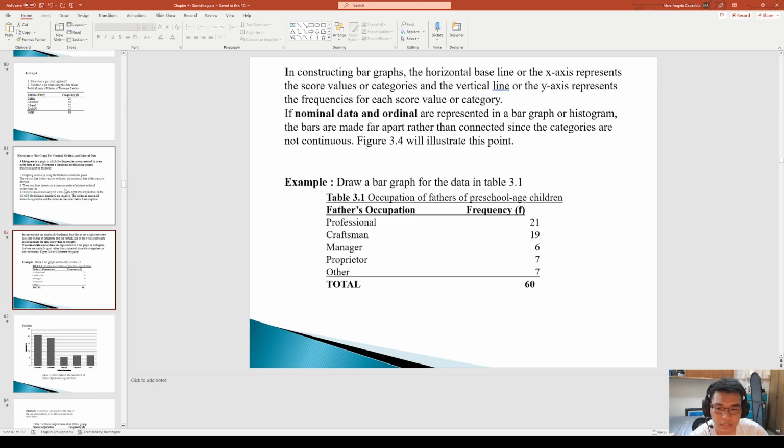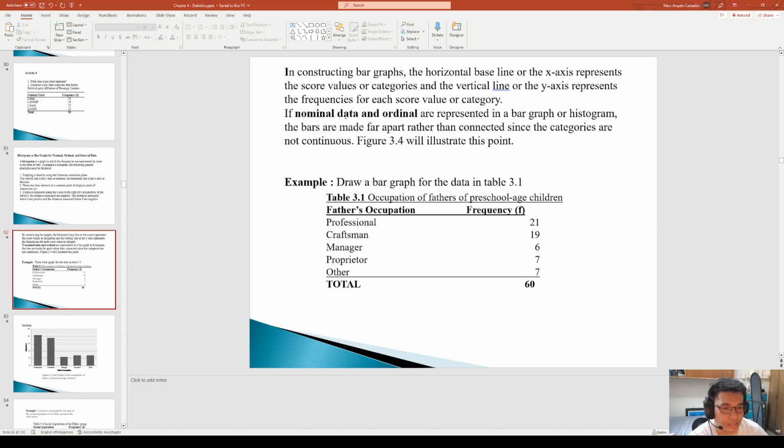So in constructing a bar graph for nominal data, for example, previously you had the father's occupation, and each category is the occupation of the father of the preschool age children.